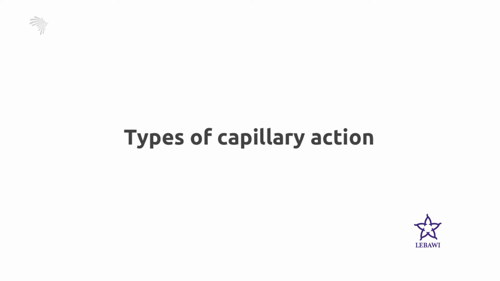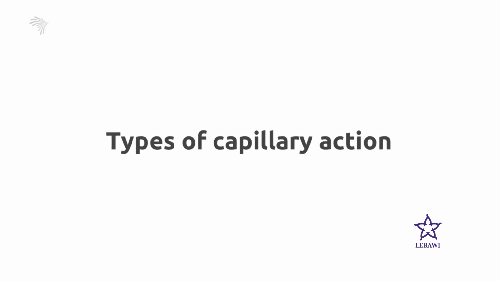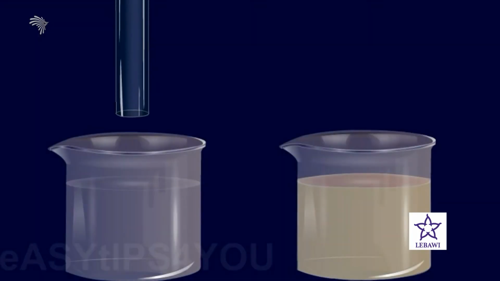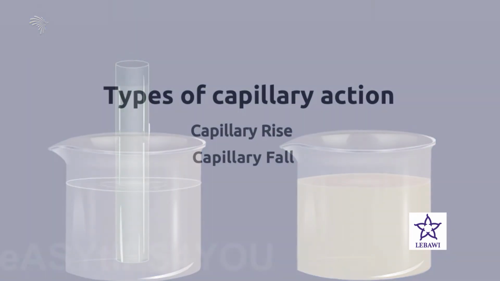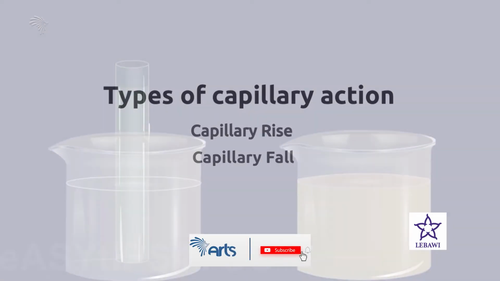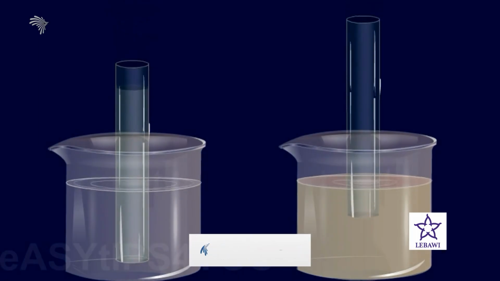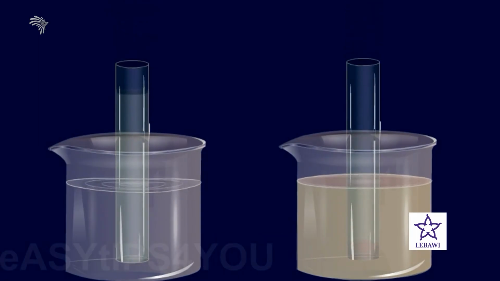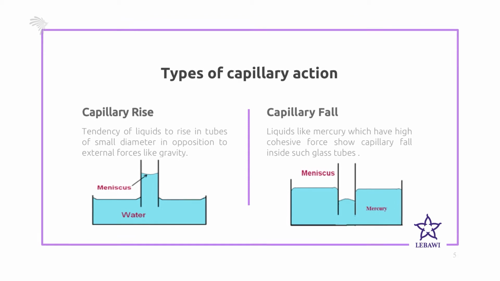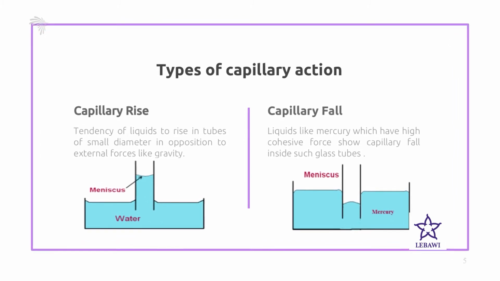And there are basically two types of capillary action, called capillary rise and capillary fall. Let us see the first one. Capillary rise is the tendency of liquids to rise in tubes of small diameter in opposition to external forces like gravity. But in capillary fall, liquids like mercury, which have high cohesive force, show capillary fall inside such glass tubes.